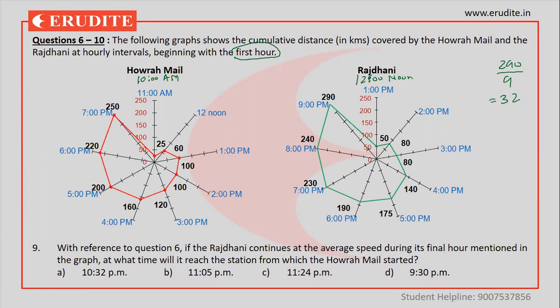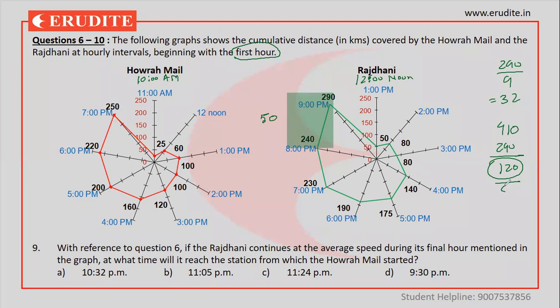Reference to question 6, Rajdhani continues at the average speed during its final hour mentioned in the graph. What will be the best time it will reach the station from which Howrah Mill started? So first of all, at 9 p.m. it has covered 290. The reference is question 6, where we have calculated total distance to be 410. 290 covered. How much left? 120 left. And it is going to cover at the speed of the final hour. Speed of the final hour is obviously 50. 240, 290, 1 hour.